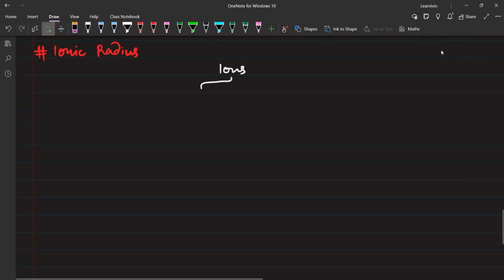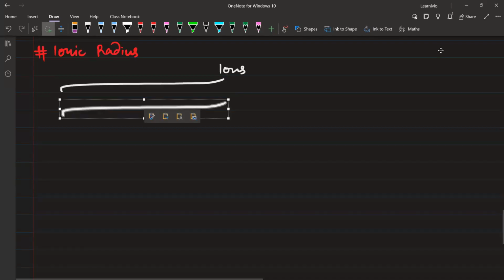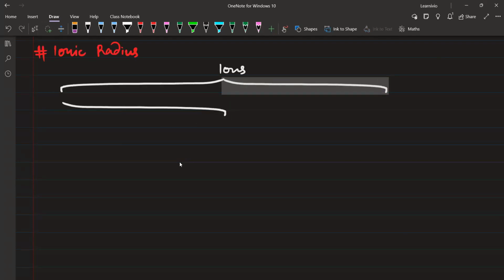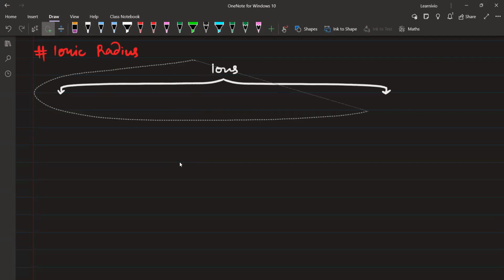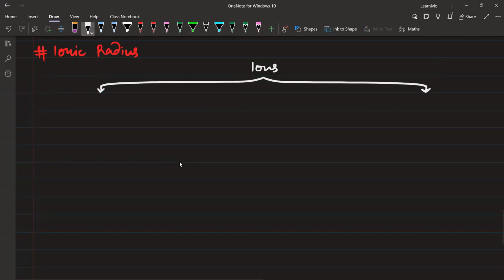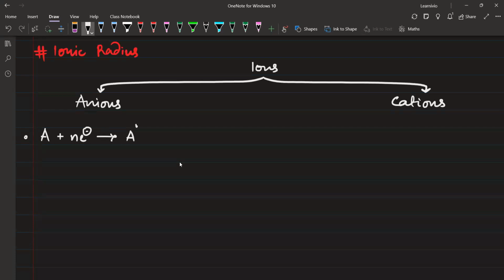Now, if I talk about ions, there are two types of ions. Tell me, what are the two types of ions? Cations and anions. You have anions, you have cations. So, how can we form an anion? If we have a neutral atom and we add n number of electrons to it, then it will give an anion with n negative charge.